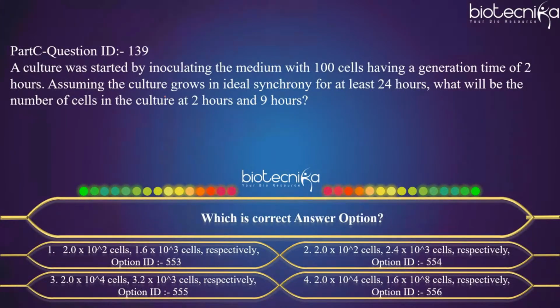Question ID 139. It is again a part C question from shift 1. Again, this was a very simple question, but what I found in this particular question was that there is an error in it. So even if you have solved it, you'll get the benefit of doubt. Question ID 139 says: a culture was started by inoculating the medium with 100 cells having a generation time of 2 hours. Assuming the culture grows in ideal synchrony for at least 24 hours, what will be the number of cells in the culture at 2 hours and 9 hours?